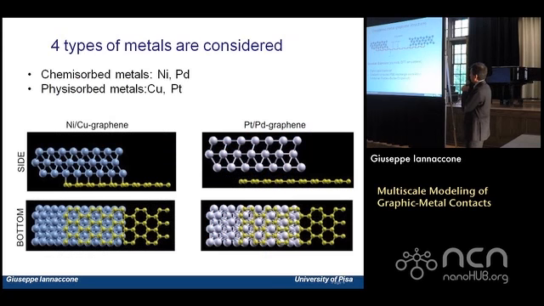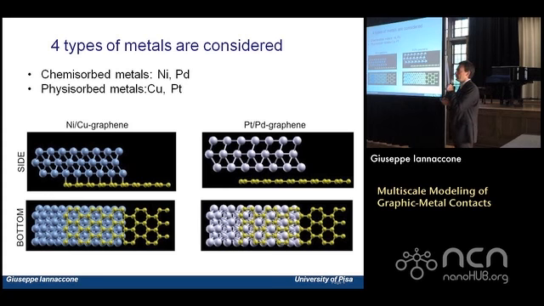We consider 4 different types of metal. 2 are chemisorbed on graphene, so they form a strong bond. They are nickel and palladium. And 2 are physisorbed, so they form a weaker bond, particularly copper and platinum. And, in a simplified way, we optimize the geometry, we optimize the distance between the metal layer and the graphene sheet.